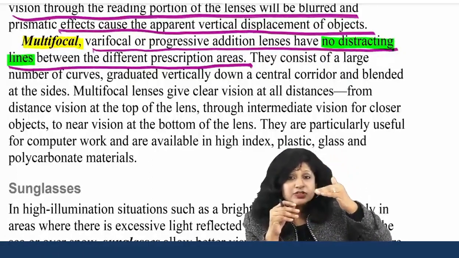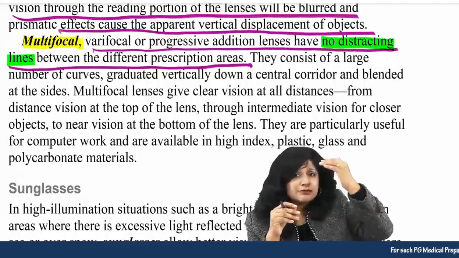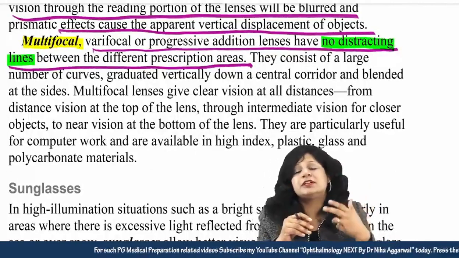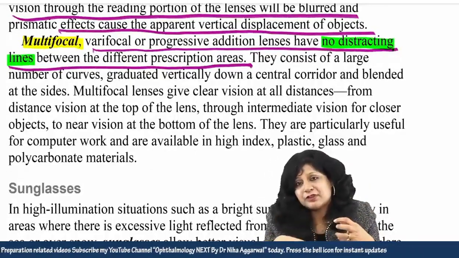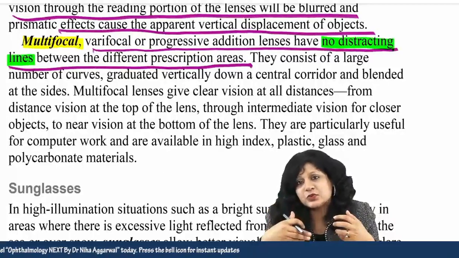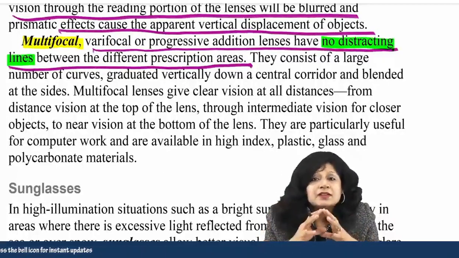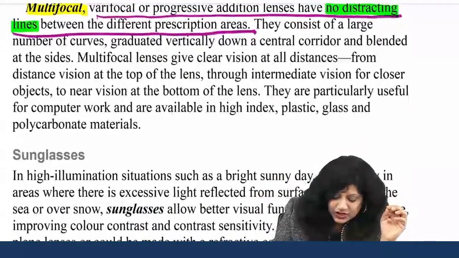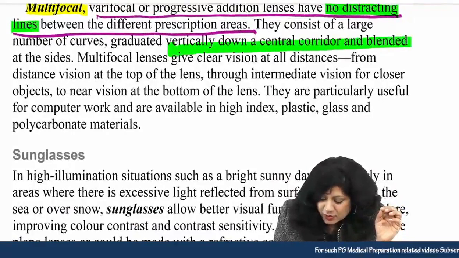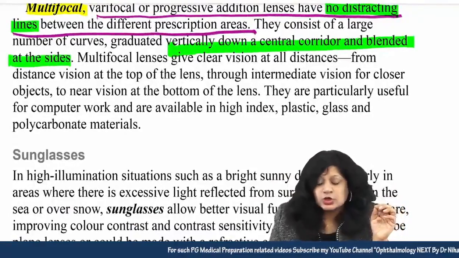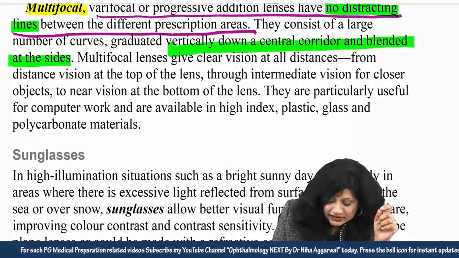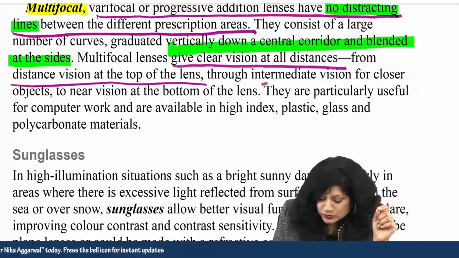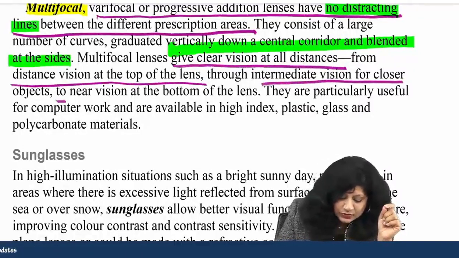The power keeps on changing in a progressive manner from the top to the bottom. Obviously the topmost area will be for the distance vision and the bottommost area will be for the near vision, and in between is the intermediate vision, but a wide range will be there. They consist of a large number of curves which are graduated vertically down a central corridor and are blended at the sides. So the multifocal lenses give clear vision at all distances, from the distance vision at the top through the intermediate vision for closer objects to the near vision at the bottom.